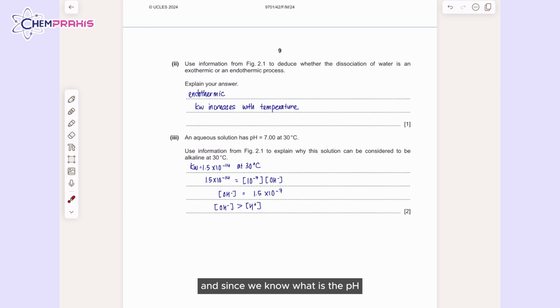14. And since we know the pH, we can change it to the concentration of H plus ion, and we can use this to calculate the concentration of OH minus. When you calculate the concentration of OH minus, it is 1.5 times 10 to the power of -7. We can see that the concentration of OH minus is more than the concentration of H plus ion. So that's why we say that this solution is alkaline.